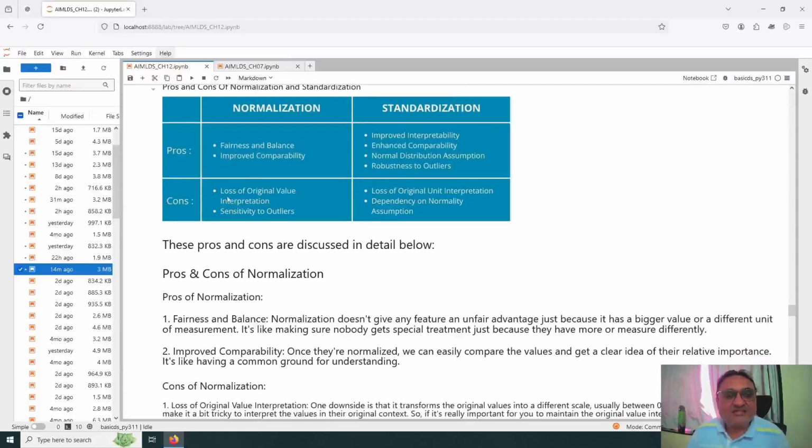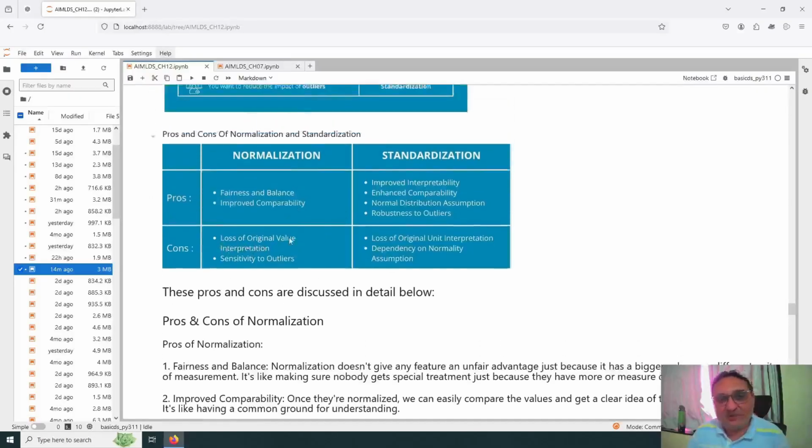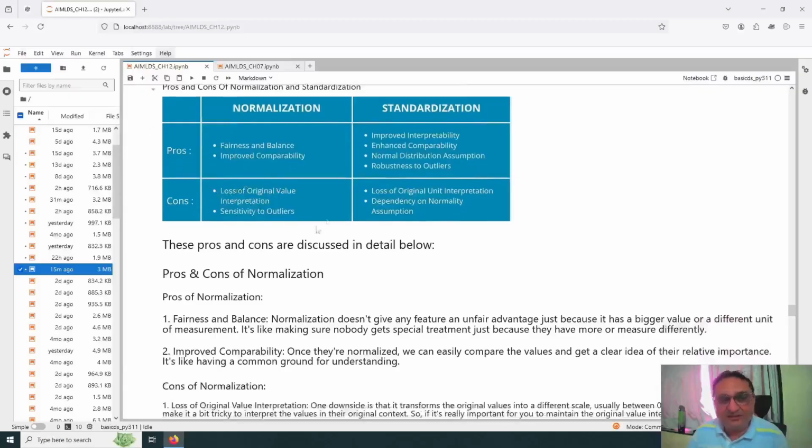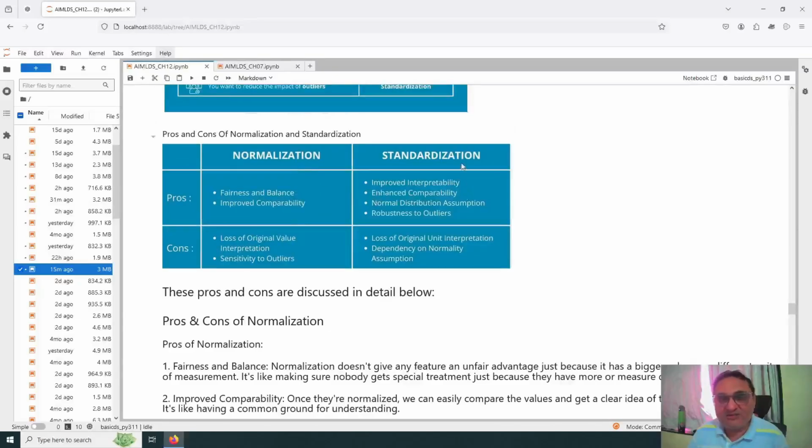Of course, it has this con that there is loss of original value interpretation. Since everything comes between 0 to 1, what was the original scale of one particular feature is lost. However, that problem is not that big, because you can always save the original data frame as a backup, and you can look at the original data frame. And then one more limitation is that normalization is sensitive to outliers, which we have seen.